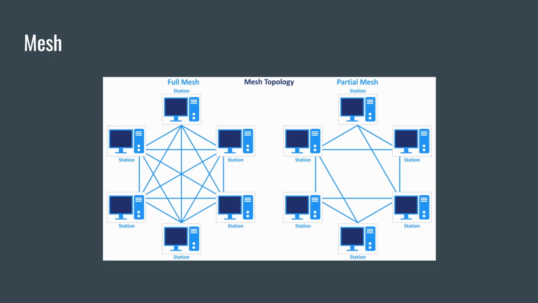Here's a diagram of the two different types of mesh networks. On the left is a full mesh showing all stations connected to one another, and on the right is a partial mesh showing that each station has a connection to some, if not most, of the other computers on the network.